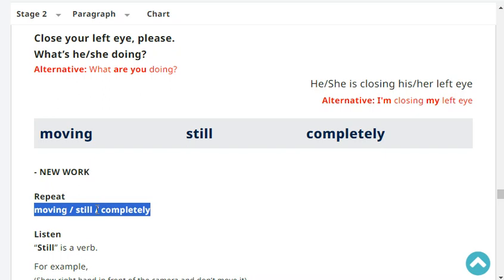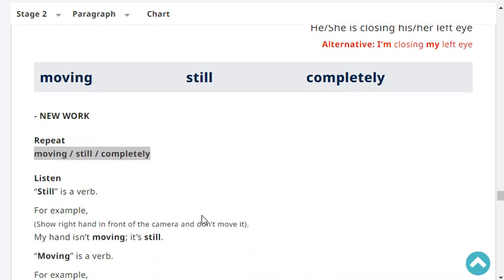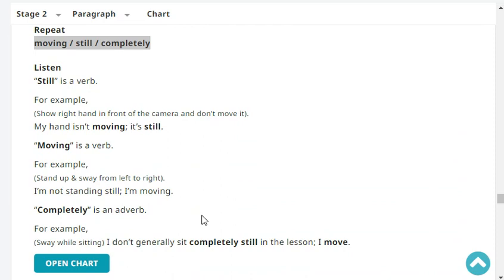Okay, listen. Still is an adjective. For example, my hand isn't moving. It's still. Moving is a verb. For example, I'm not sitting still. I'm moving. Completely is an adverb. For example, I don't generally sit completely still in the lesson. I move. Okay? Very good.